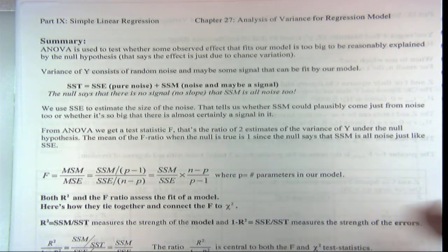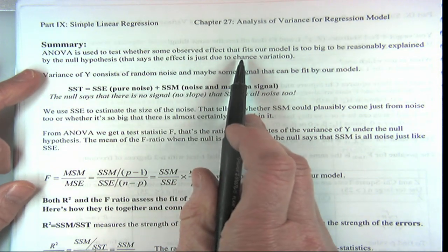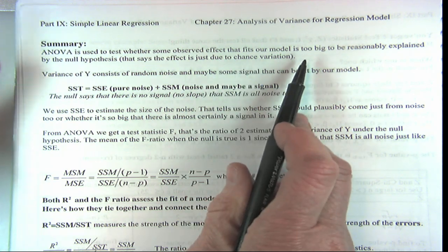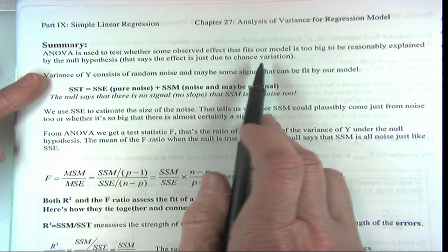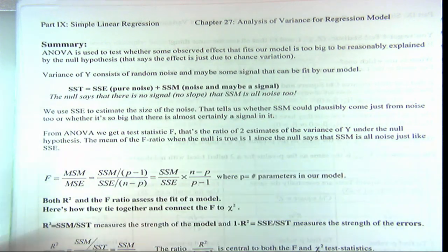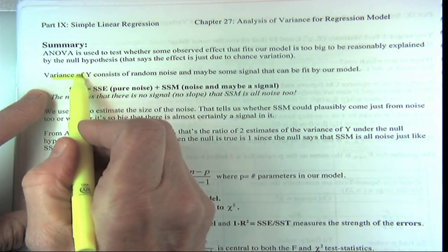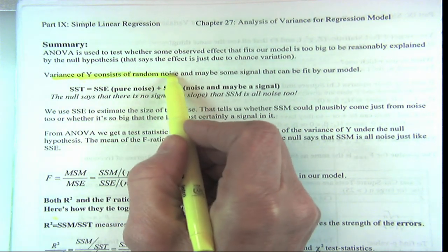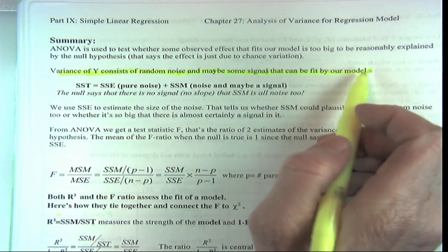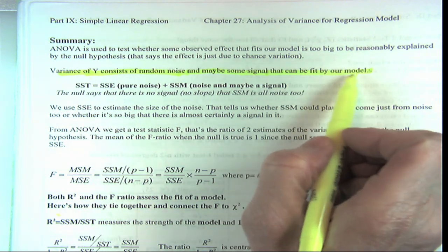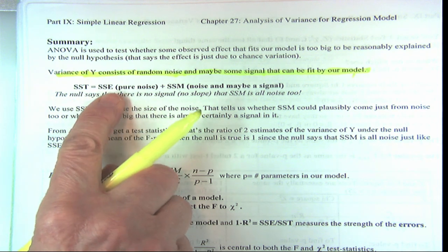So what are we doing here? This ANOVA is used to test whether some observed effect that fits our model is too big to be reasonably explained by the null that says the effect is just due to chance. So what we're doing is splitting up the variance of the y's. It consists of random noise and maybe some signal that can be fit by our model. So there's noise for sure, and then there's some signal we're going to fit with our model. So we're splitting up this variability into two pieces.